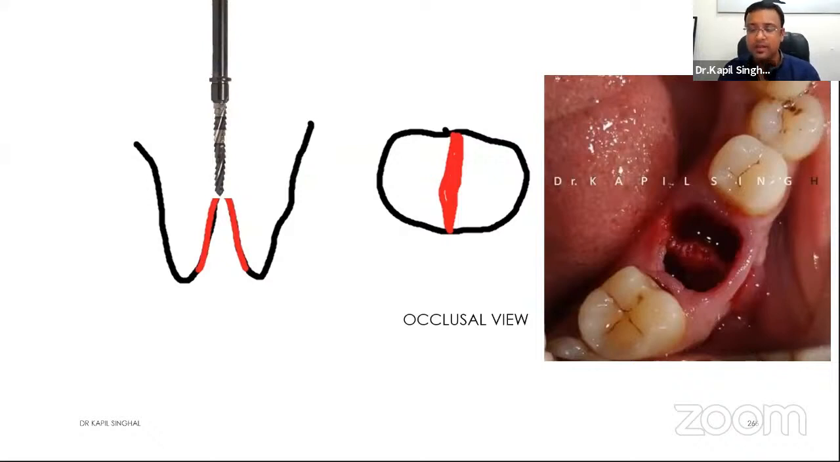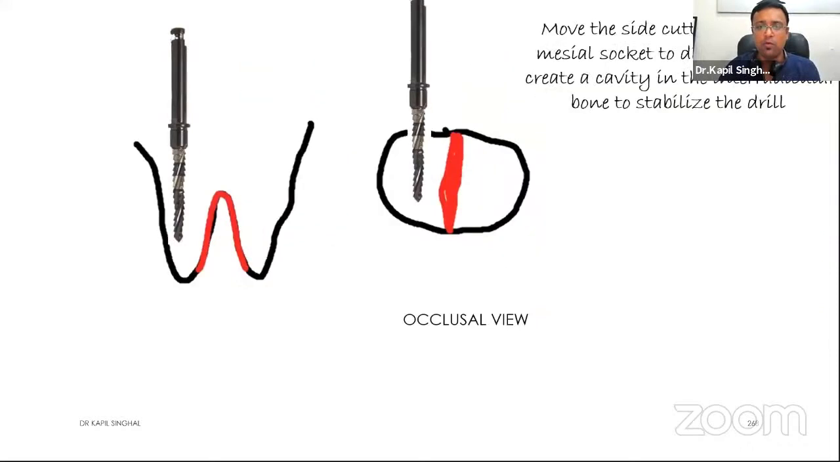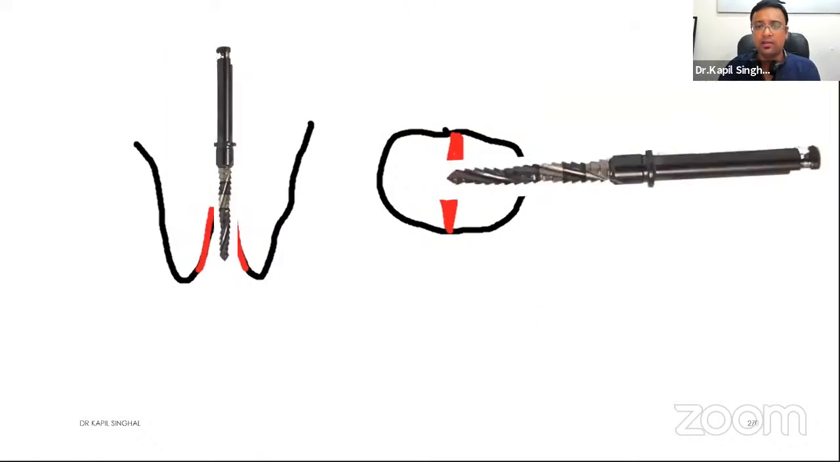So how would you place an immediate implant in a mandibular molar? See, I'll tell you. First of all, at 100 RPM without saline, I keep my drill in the mesial socket, and I move my drill from mesial to distal. While moving from mesial to distal, I will make a gutter in the center of the interdental bone. I'll make a channel in the center of this interdental bone. I'm not removing the complete interdental bone.